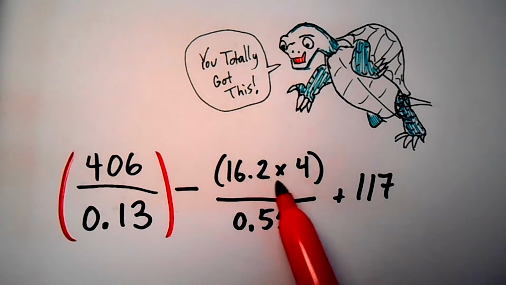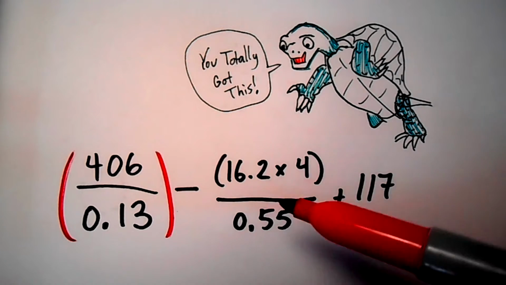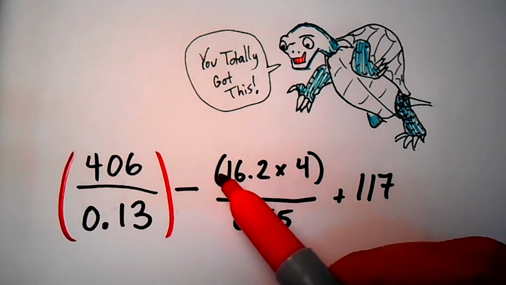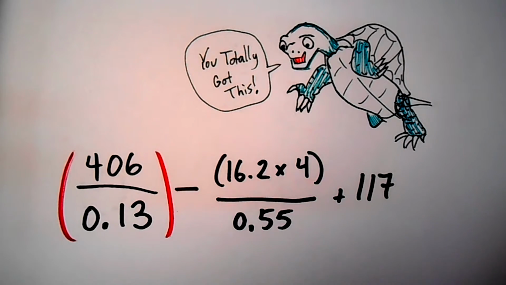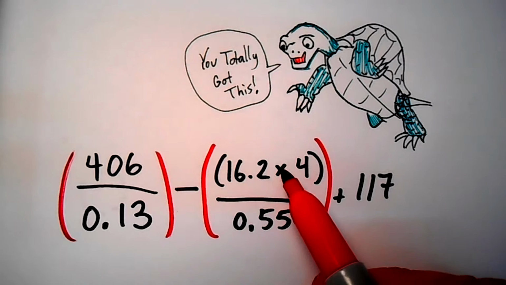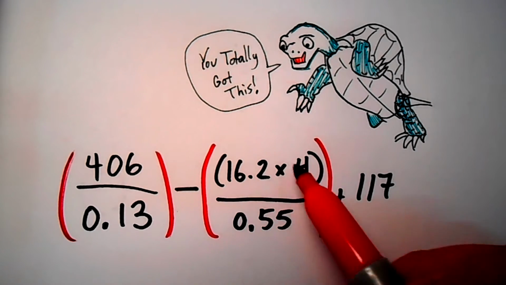And I've got 16.2 times 4. And then I'm going to divide it by 0.55. Well, that's all multiplication and division. I don't need to multiply this and then round it before I divide by 0.55. Instead, this is its own separate multiplication division problem. We're all in the same realm here. So I don't need to switch gears.